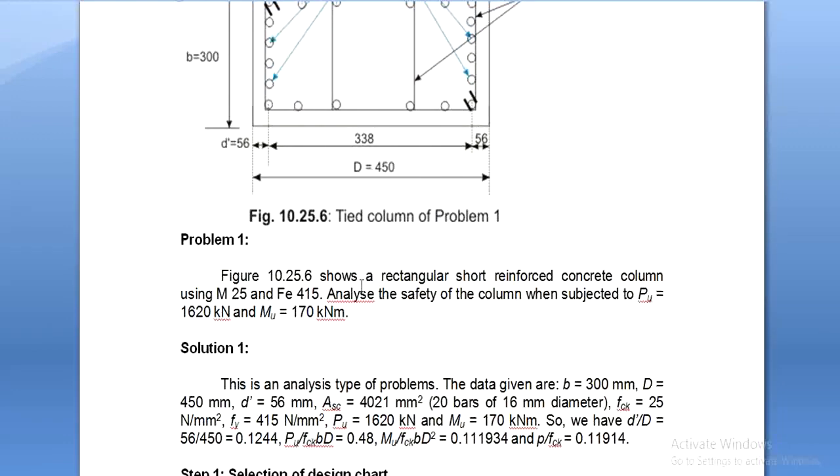The figure shows a rectangular short reinforced column using M25 grade of concrete, that means fck is equal to 25 Newton per mm square, and Fe415 grade steel, that means the grade of steel is 415. Analyze the safety of the column when it is subjected to Pu, the ultimate axial load, equal to 1620 kilonewton, and Mu equal to 170 kilonewton meter.